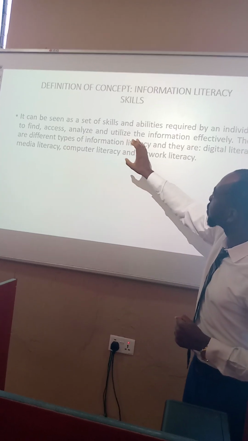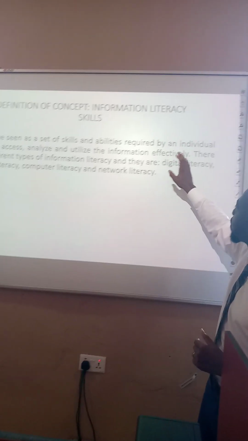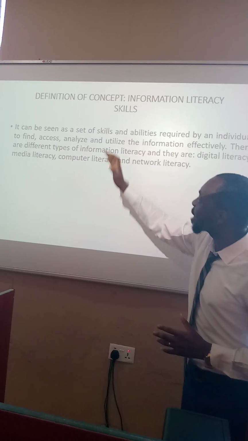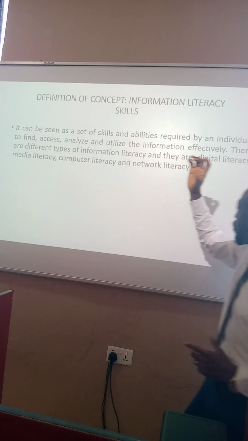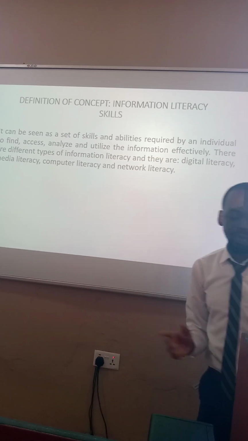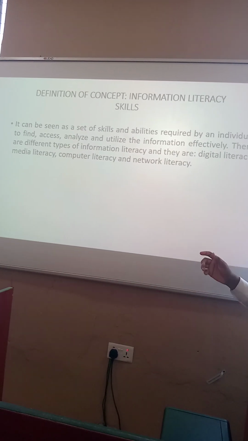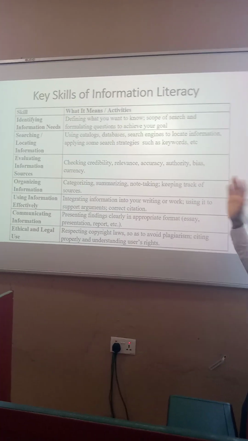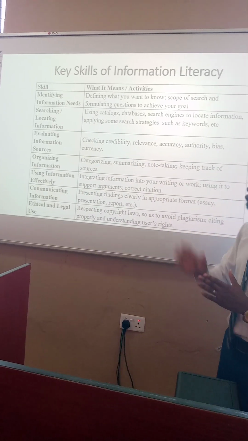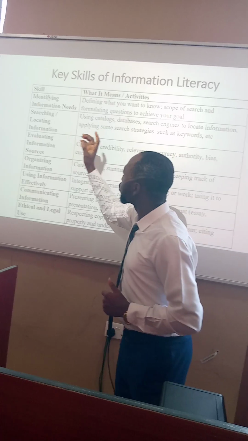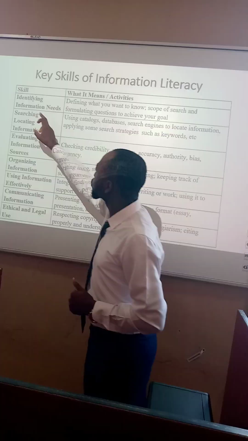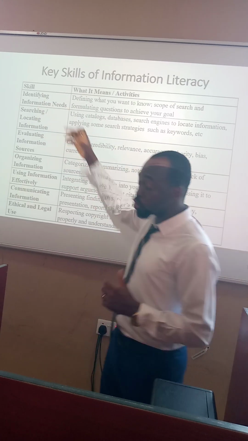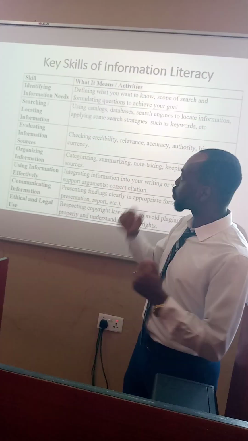It's a set of skills and abilities required by an individual to find, assess, analyze, and utilize. All these are keywords: find, assess, analyze, and utilize information effectively. We have different types of literacy, but for information, that is what we have. Then the key skills. This is the core of it. Firstly, if you must be identified as an information literate person, you have to know how to identify information needs. Do you know when people need information? That's one of the skills.